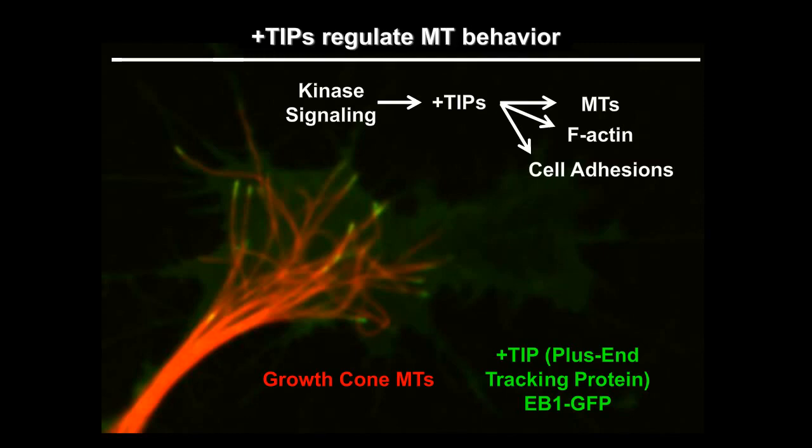And so it seems quite plausible that plus tips might take a central role in orchestrating the growth cone response to guidance cues. But the details for how this might occur are largely unknown, as plus tip interaction and function in the developing nervous system has not been extensively examined.